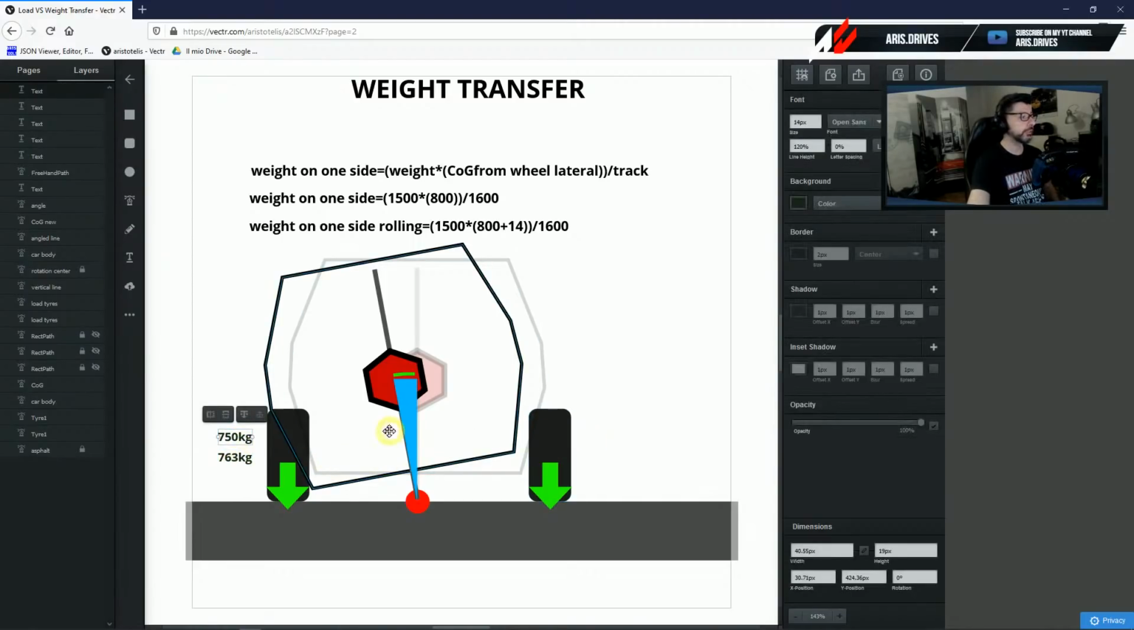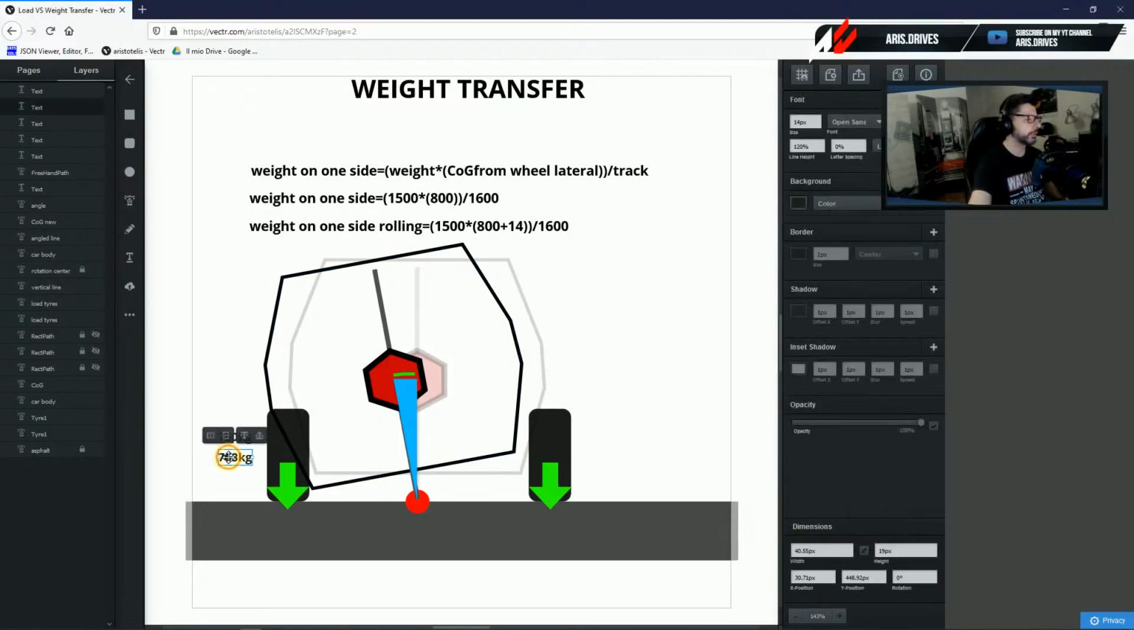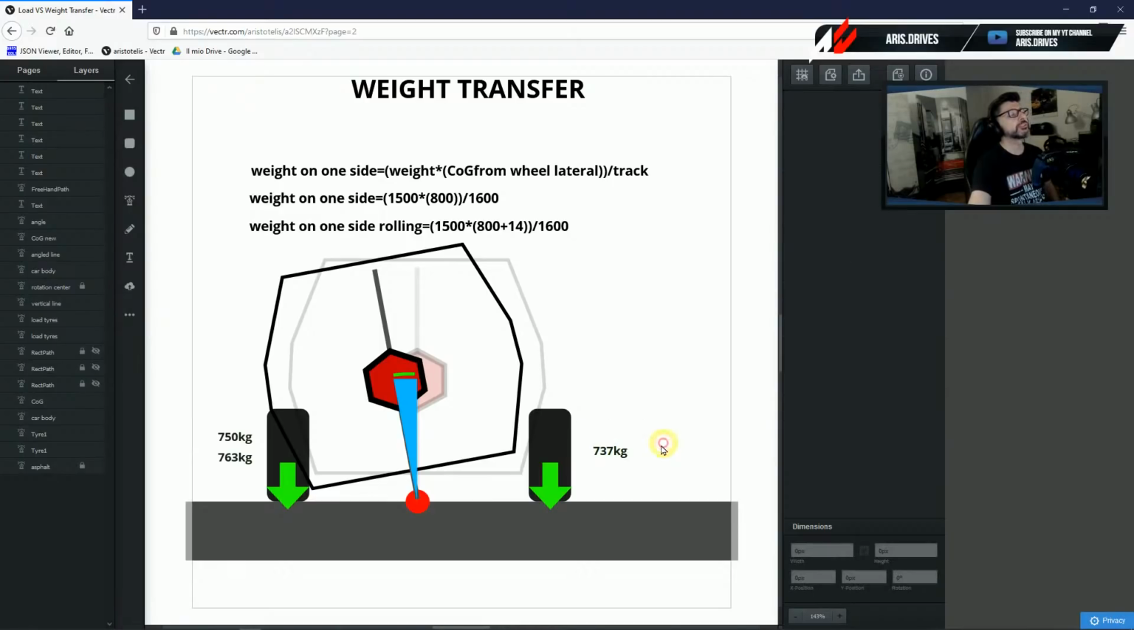And obviously, on the other side, we're going to have, where is my calculator? We're going to have 1,500 minus 763, 737. Okay, so at this point here, we're going to have 737. Right. So this is the end result. So as you can see, the difference is 13 kilos. This is the weight transfer.